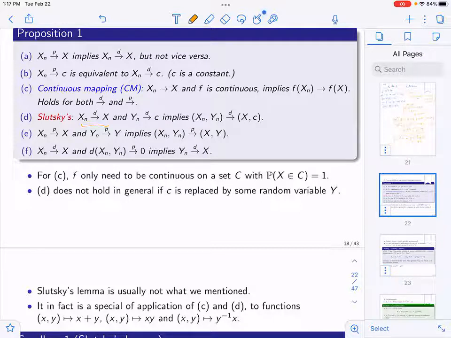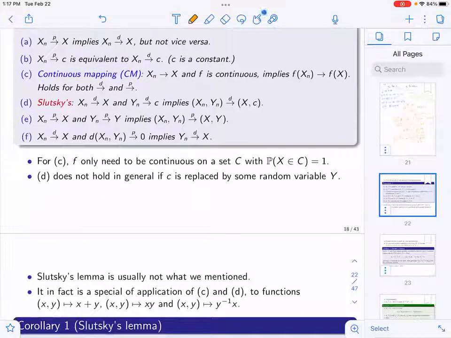Of course, you can replace this with P, because for convergence to a constant, D and P are equivalent, but it matters that one of them be converging in distribution to C, like a constant.